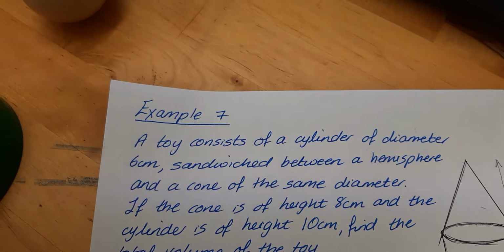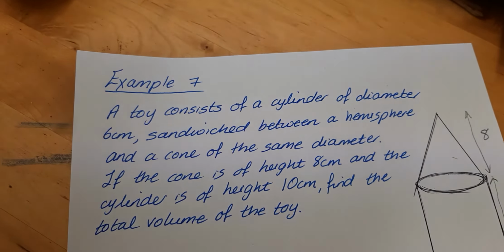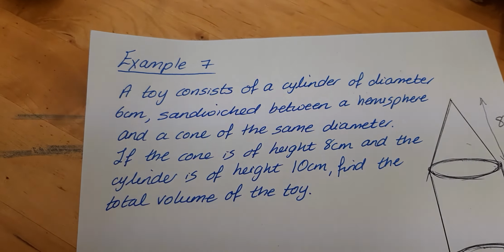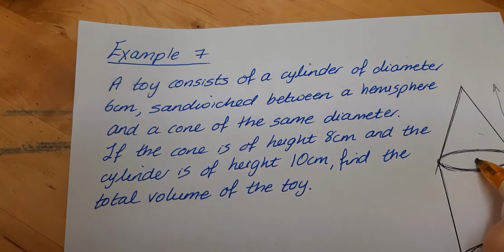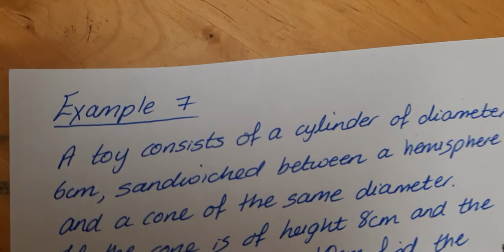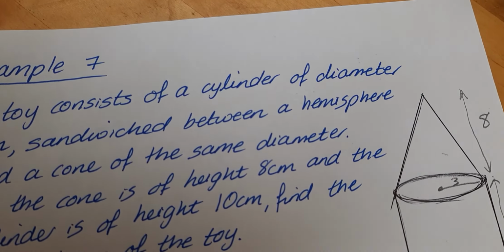Have they told us at all what the diameter of the toy is? Oh, it's 6 centimeters diameter. So all the way across here is 6 centimeters. If it's all the way across 6 centimeters, then obviously the radius must be 3. I can put that there and there if I want. Right, so let's find the total volume. Let's start with the volume of the cone since it's at the top.